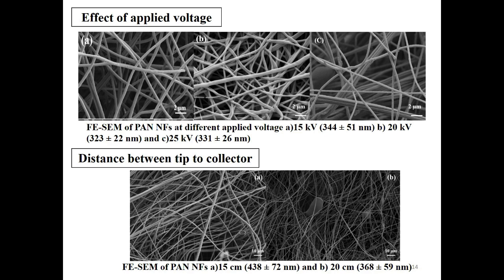From this study, it has been observed that 25 kilovolt is showing a fiber size of 331 nanometer, a very small size at high voltage. It means very low voltage is not sufficient. 20 kilovolt, a moderate voltage, is giving a 323 nanometer size of that particular nanofiber.